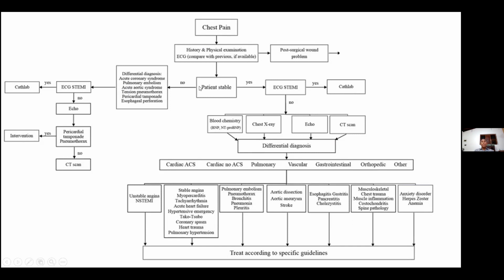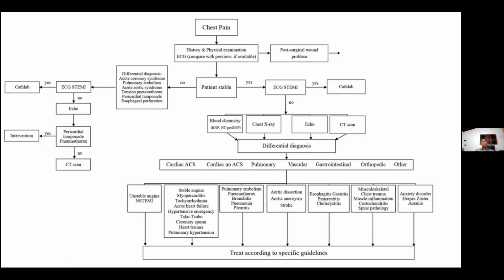If the patient is stable and the ECG shows STEMI, then you send them to the cath lab. If there is no STEMI, you rule out all the problems mentioned here, including orthopedic, vascular, pulmonary, those kinds of things. And if the patient is not stable, then you have to think about very bad or dangerous conditions you have to rule out. Those are whether there is a pulmonary embolism, acute aortic dissection, or a tension pneumothorax.